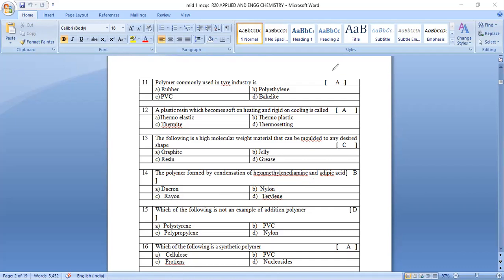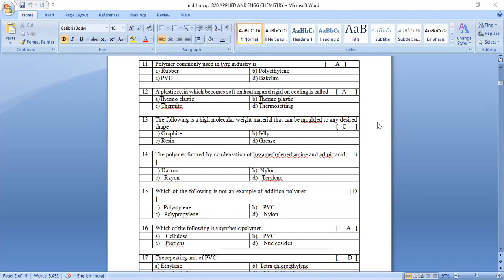Question number 15. Which of the following is not an example of addition polymers? Nylon 6,6 is a condensation polymer. PVC is an addition polymer. Polystyrene is an addition polymer. Polypropylene is an addition polymer.